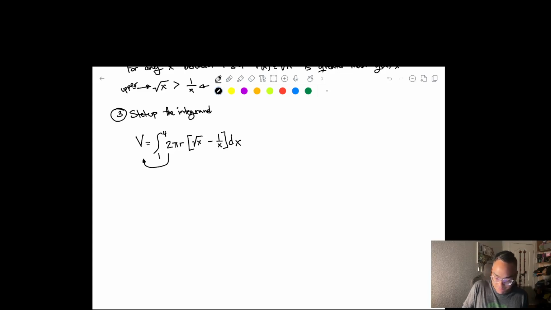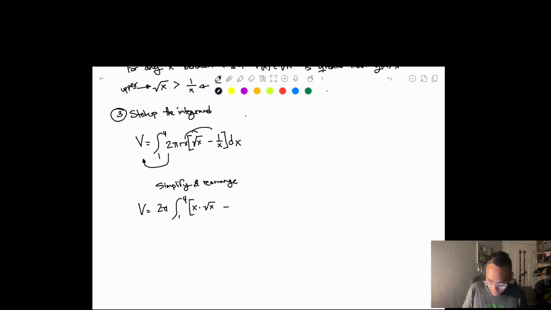So we're going to rearrange everything. V is equal to 2 pi, integral symbol, and we're going to keep everything the same. There is actually an x right over here, if you remember correctly. What we're going to do is distribute the x too. So it's going to be x times the square root of x minus x times 1 over x.